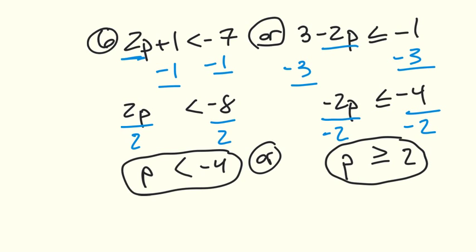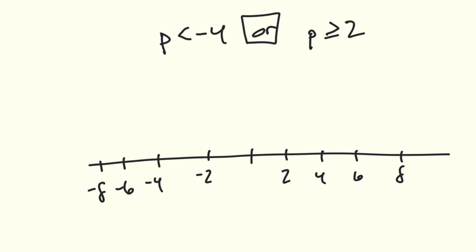All right, so let's go take a look at graphing that. First of all, p could be less than negative 4. So here's our negative 4. p could be anything less than that. It's not an or equal to, so we're going to leave it open. And then also, p is greater than or equal to 2. So it could be 2. We'll fill it in because it's an or equal to, or anything bigger than 2.